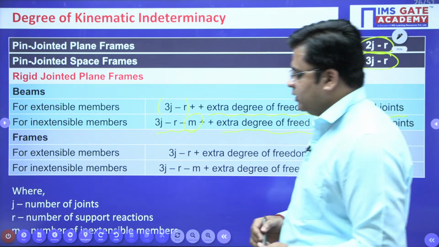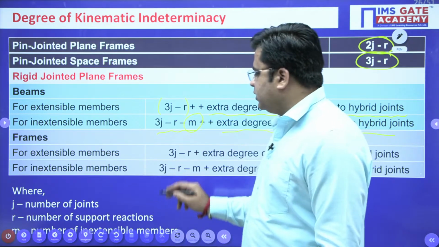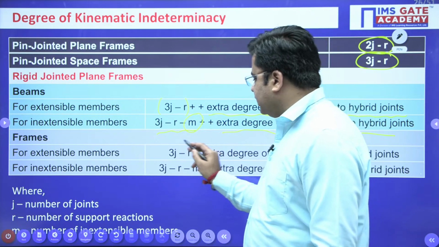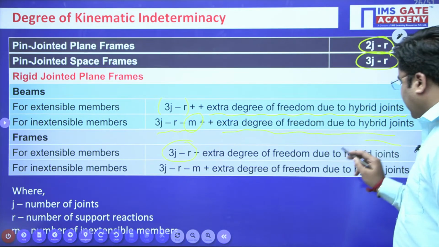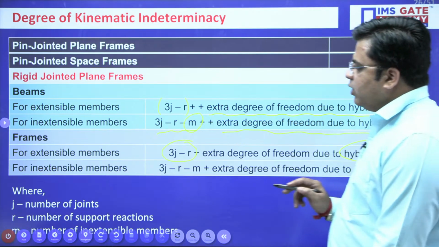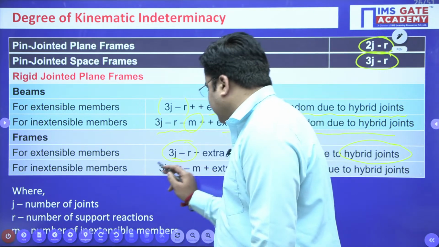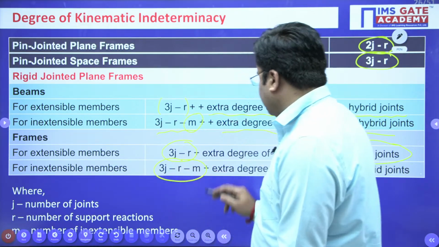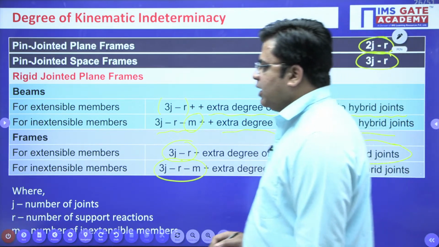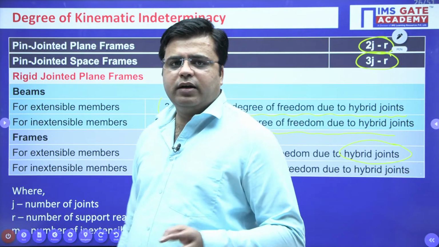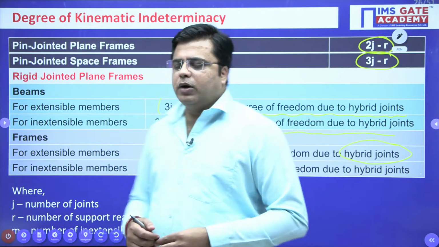When I talk about frames, for extendable members, the degree of kinematic indeterminacy is 3j minus r plus extra degree of freedom due to the hybrid joints. Similarly, if I talk about the inextendable member, it is 3j minus r minus m plus extra degree of freedom due to these hybrid joints. So using all these relations, you can simply calculate what is the degree of kinematic indeterminacy for a particular structure.